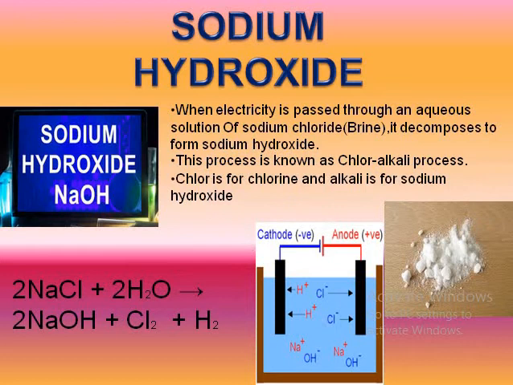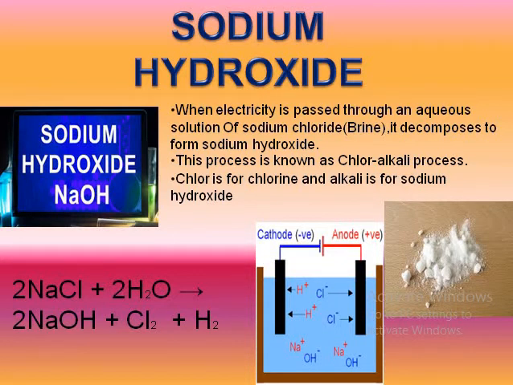When electricity is passed through an aqueous solution of sodium chloride, which is known as brine, it decomposes and forms sodium hydroxide, and the process is said to be the chloralkali process. And why do we call it the chloralkali process? The reason is, as you can see in the reaction also, that sodium chloride reacts with water and forms sodium hydroxide, that's an alkali, and we are also forming chlorine gas. So that is why the name is chloralkali process.